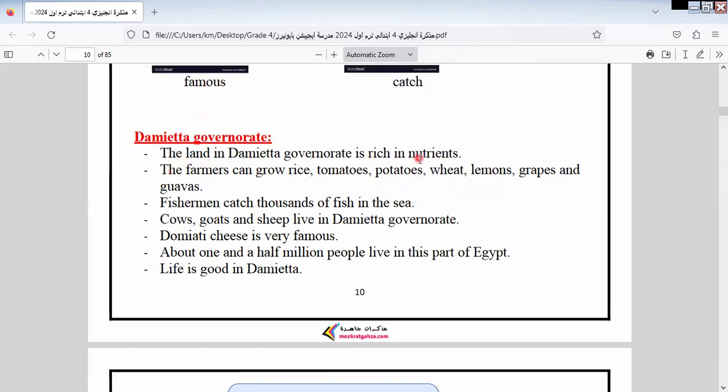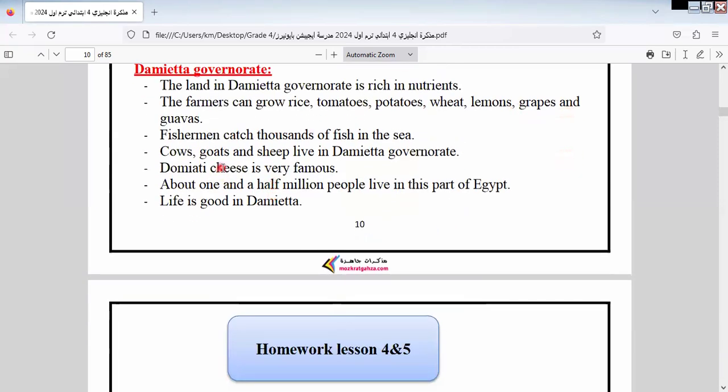The land in Domyat governorate is rich in nutrients. The farmers can grow rice, tomatoes, potatoes, wheat, lemons, grapes, and guavas. Fishermen catch thousands of fish in the sea. Cows, goats, and sheep live in Domyat governorate. Domyati cheese is very famous. About 1.5 million people live there.